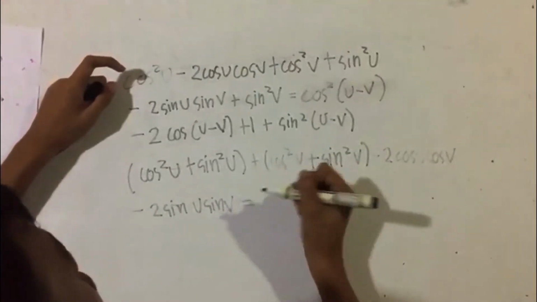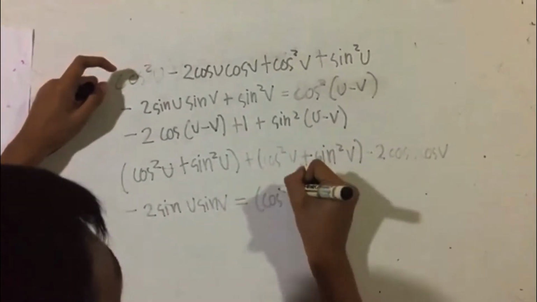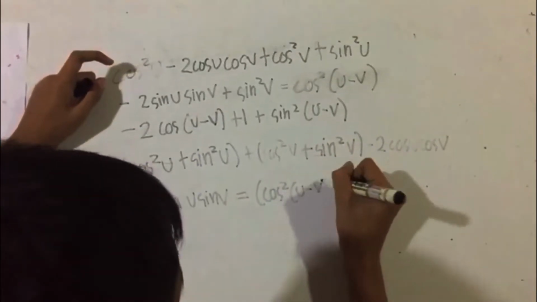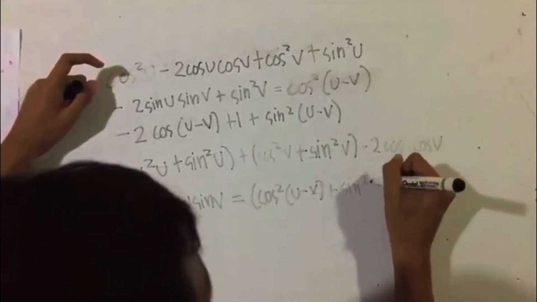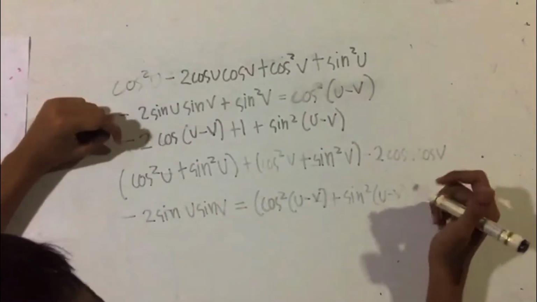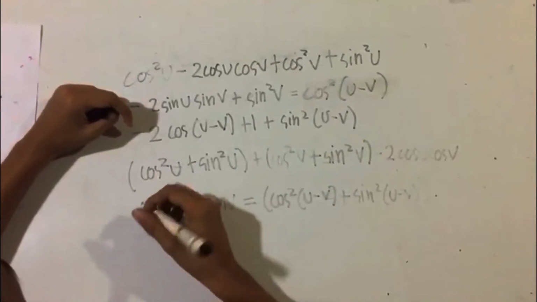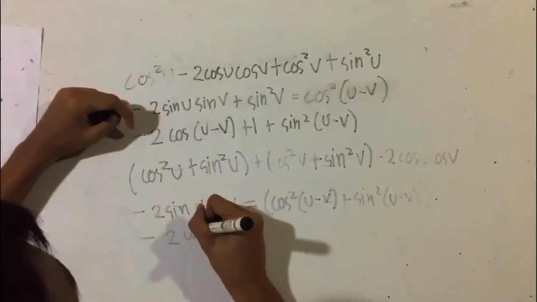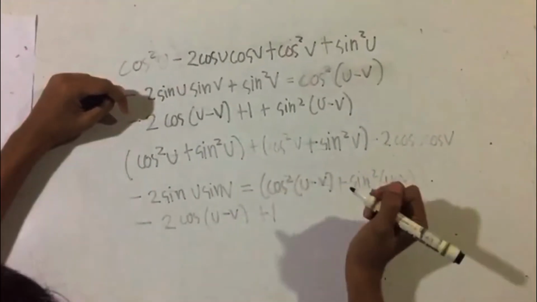On the other side of the equation, we will do the same thing. So it will become cosine squared of u minus v and the sine squared of u minus v. And just copy the terms that are not grouped. So minus or negative 2 cosine of u minus v plus 1.